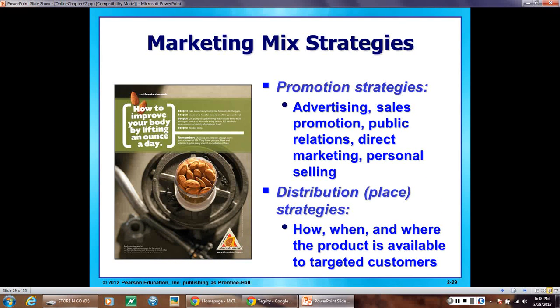Here's your promotion strategy. It's your advertising, your sales promotion, that's your little p, as in those short-term incentives, public relations, direct marketing, and personal selling. Here are your distribution strategies. And again, you want strategies for all 4 of your Ps. So the strategies are how, when, and where the product is available, who's going to deliver this, how it's going to get there, how long it takes, what conveyance we are supposed to use, and so on. This is all done in your planning.